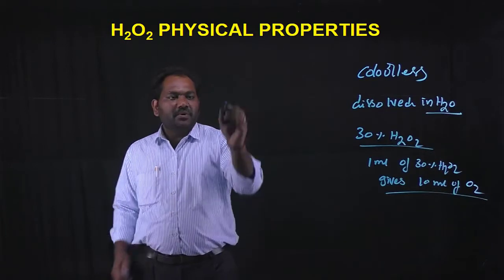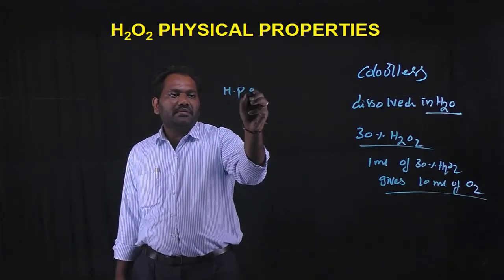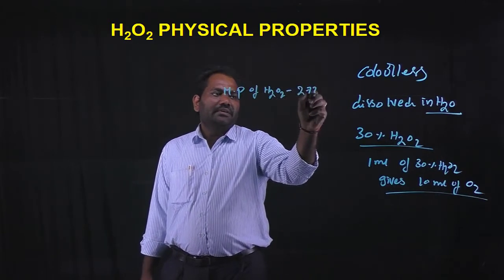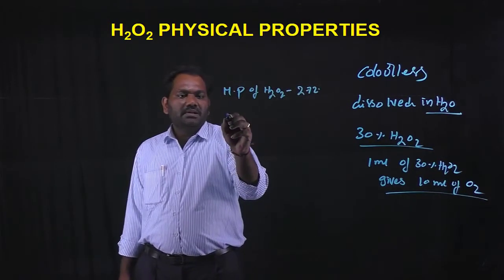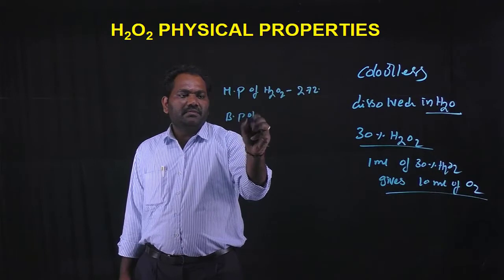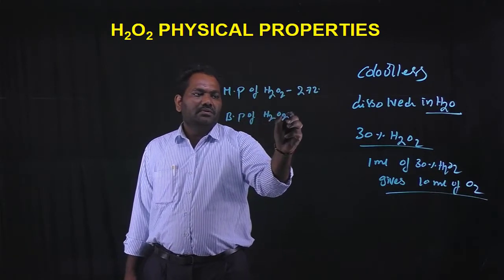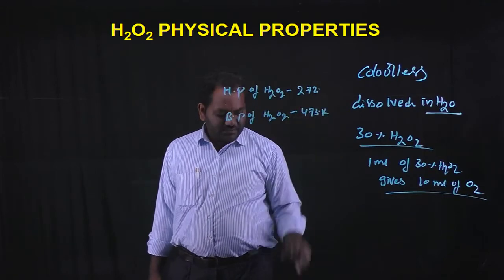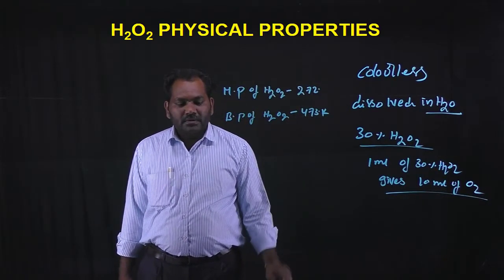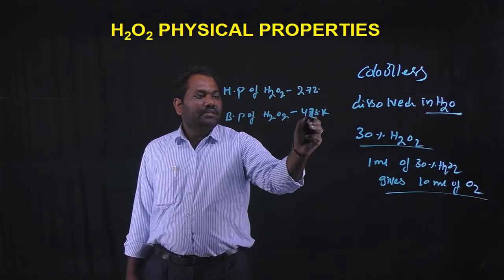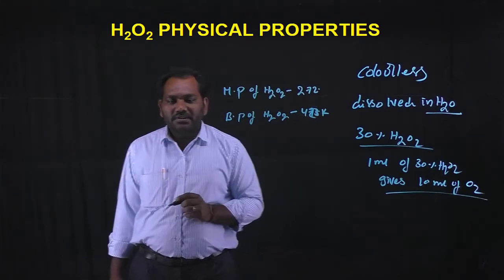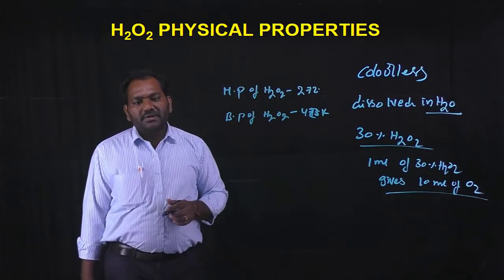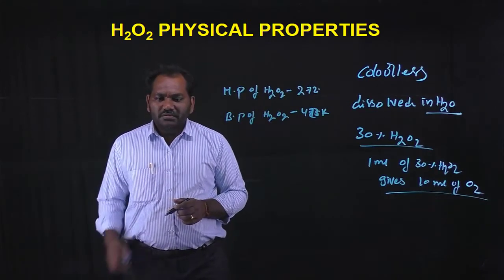Here the melting point of H2O2 is 272 K and the boiling point of H2O2 is 423 Kelvin, 423 Kelvin, like this. These are the physical properties of H2O2.